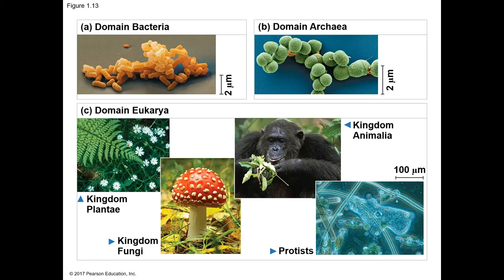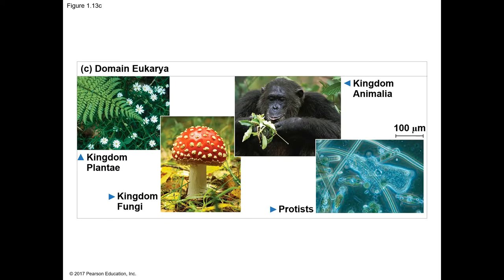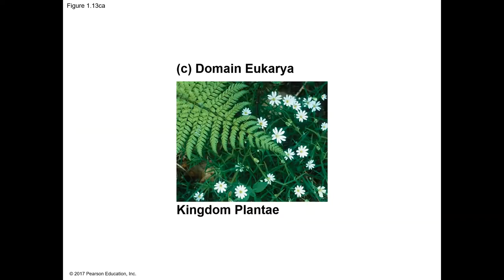So here you go. A, B, and C are the three main domains. You've got bacteria and archaea, which are the prokaryotes, and then you've got C, domain eukarya, which is further broken into the plants, the fungi, the animals, and the protists. Again, the protists are further divided, as all classes are.